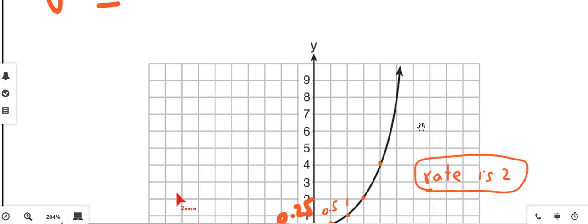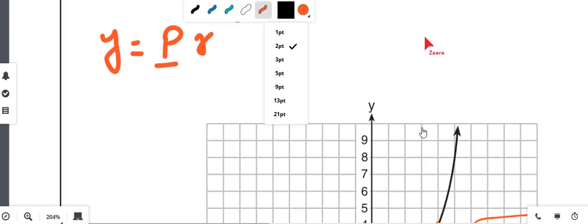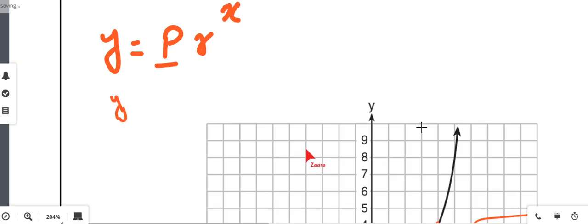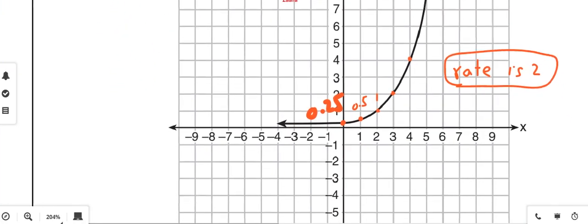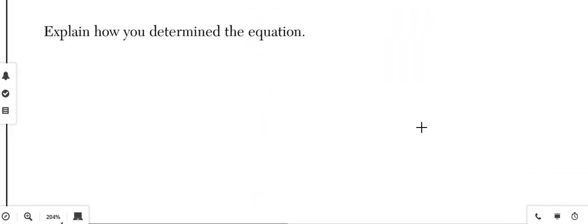Simply, we need only these things. So let us substitute them in our given equation. We will get y equals 0.25 and the rate is 2, raised to the power of x. Okay, if you look at the next question, explain how you determine the equation.